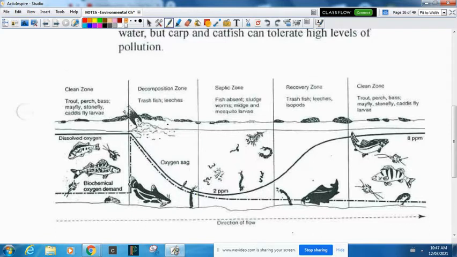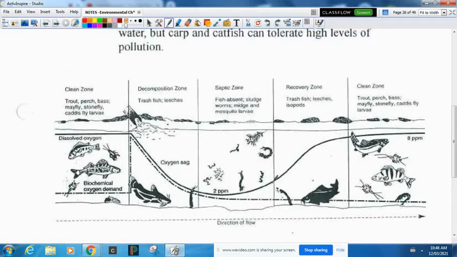and then as we go on, the demand for oxygen drops, but the oxygen amount drops as well, down to 2 parts per million, which is very low. And so in this septic area, you have some of these sludge worms, midge, and mosquito larvae there. Not a lot of different life. The demand is low. And here's some of the trash fish start to show up again.